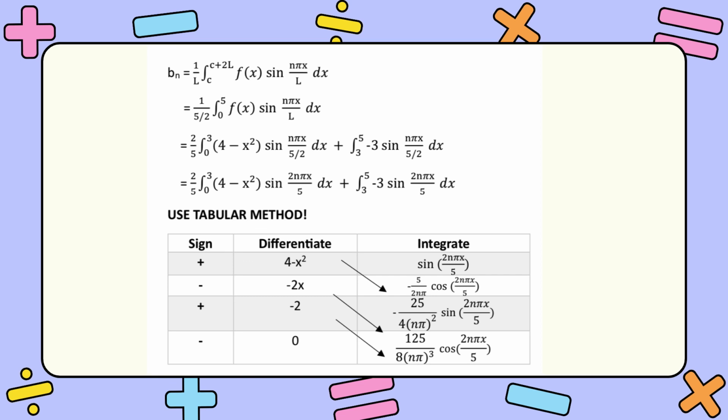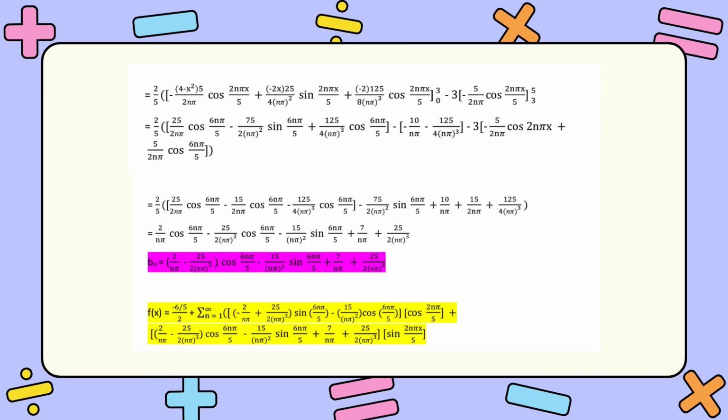So here we also need to use the tabular method. It's actually the same as the table that I did before, but the difference is that the integration is not cos 2nπx, it's sin(2nπx/5). So after calculating, this is the answer that I got, and the final answer for bn is 2 over nπ minus 25 over 2nπ to the power of 3 cos(6nπ/5) minus 15nπ² sin(6nπ/5) plus 7 over nπ plus 25 over 2nπ to the power of 3.